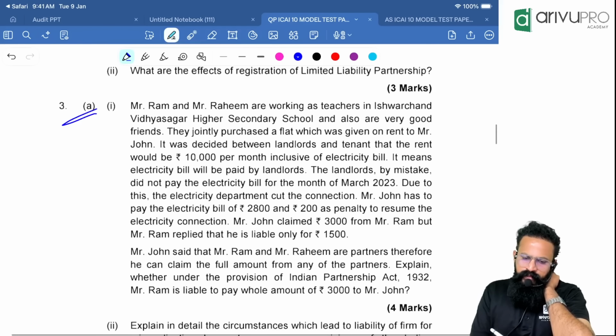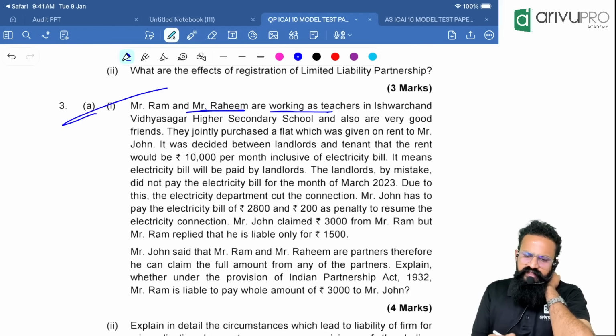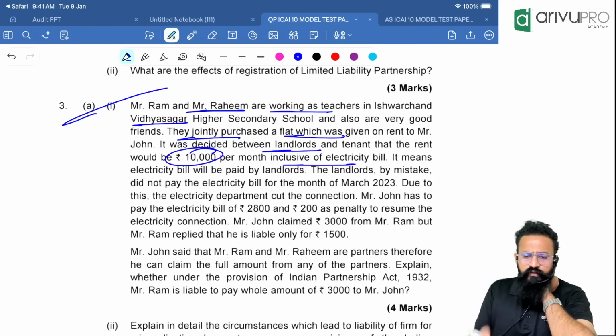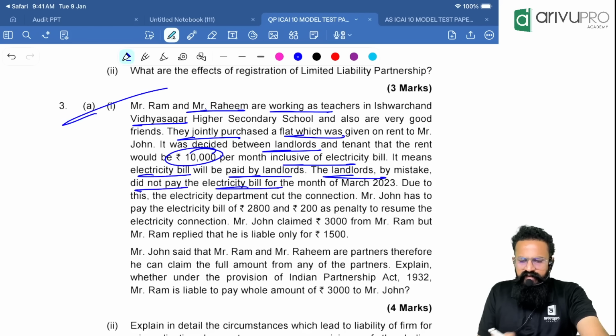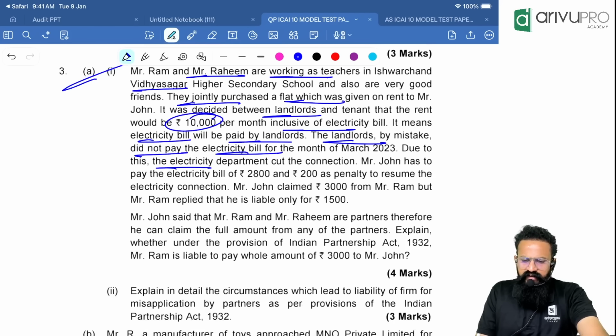Okay. Mr. Ram and Mr. Rahim are working as teachers in Ishwar Chand Vidyasagar Secondary School and are also very good friends. They jointly purchased a flat which was given on rent to Mr. John. It was decided between landlords and tenant that the rent would be 10,000 per month, inclusive of electricity bill. It means electricity bill will be paid by landlords. The landlord by mistake did not pay the electricity bill. Due to this, the electricity department cut the connection. Mr. John has to pay the electricity bill, that is 2,800 and even 200 rupees as penalty.